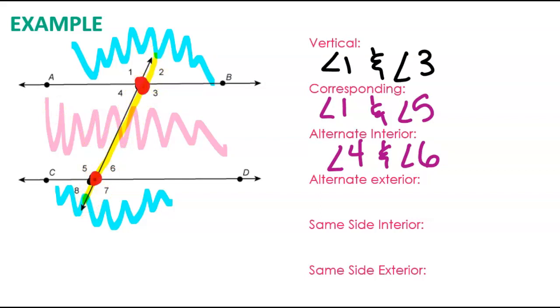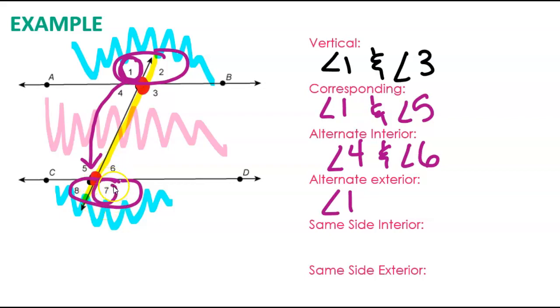The next would be alternate exterior. So we only care about this out here and out here. Okay. So we could say angle 1, which is this guy right here, and we want alternate. So when we travel down to this other intersection down here, we want it to be on the outside, and we want it to be on the other side of the transversal line. So that would be angle 7. So angle 1 and angle 7.